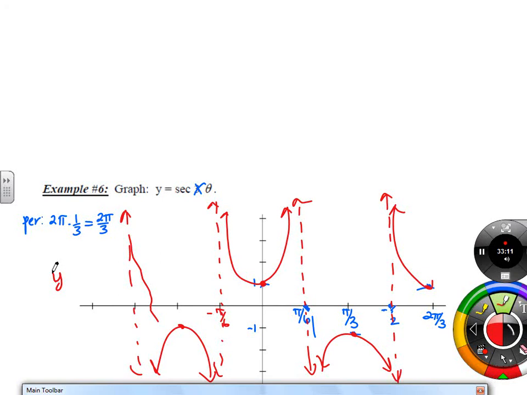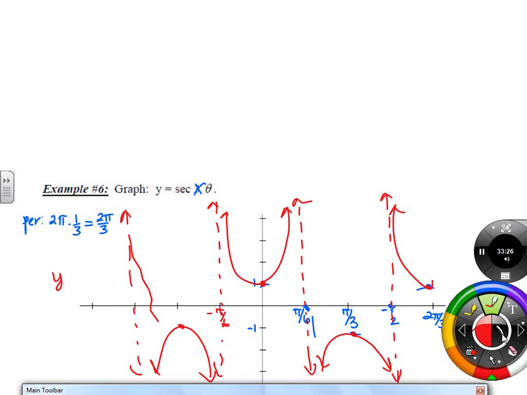So do you get this idea? Yeah? So this is why I said if we could learn our sine, cosine, tangent function really, really well, then we wouldn't have to worry so much about the reciprocal functions. So they can get more complicated. One more up here that's a little bit more complicated.